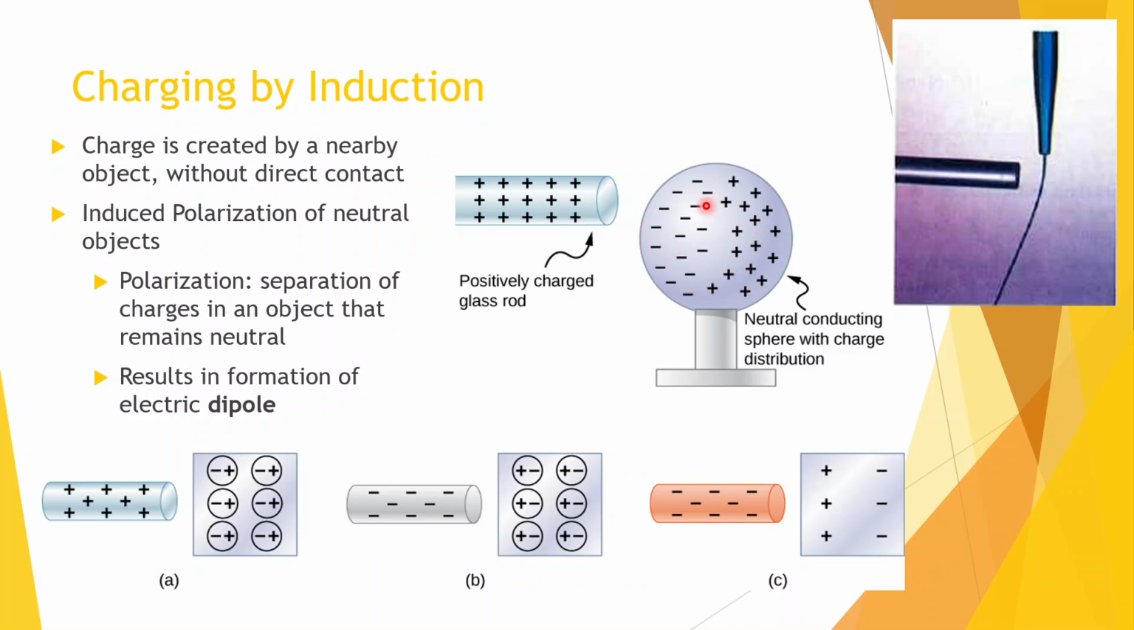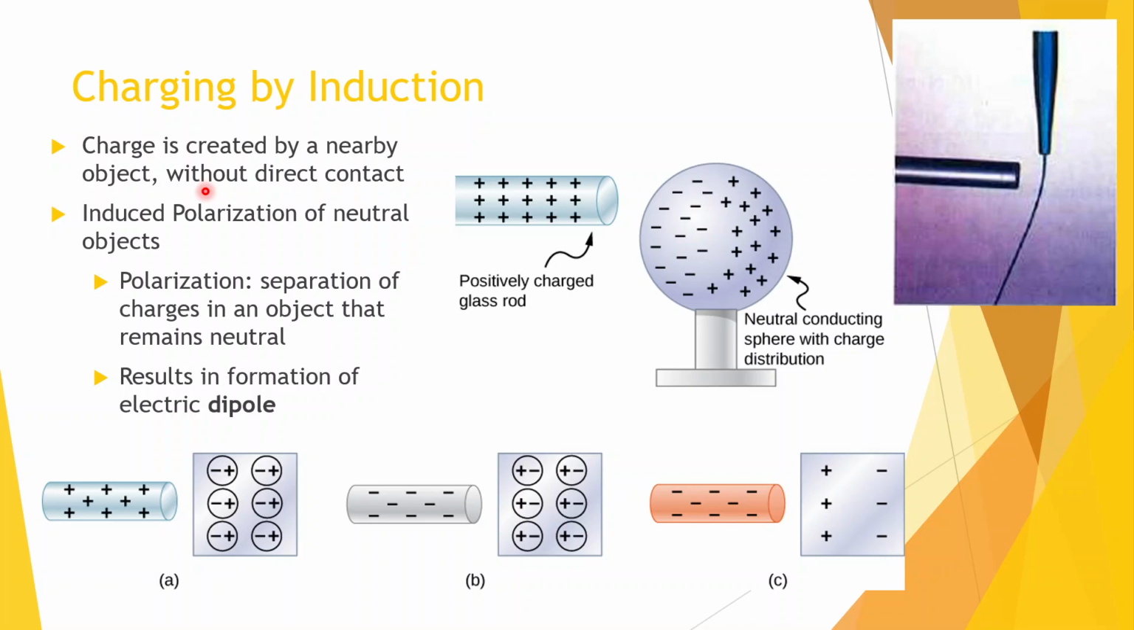Now, when we bring this positively charged glass rod, the negative charges will align since they have an attractive force between the two. Between the positive and the negative charges, we have this attraction. So these negative charges will kind of line up on the side here, and we will have this induction that happens. Okay, so we are inducing a charge.